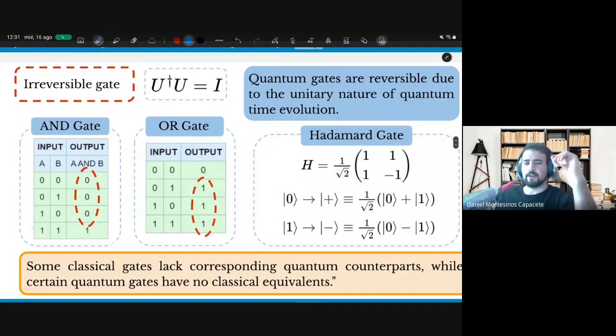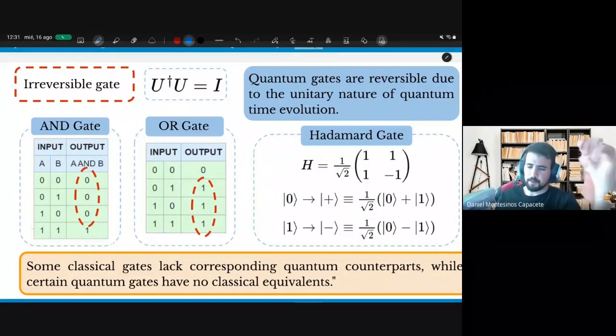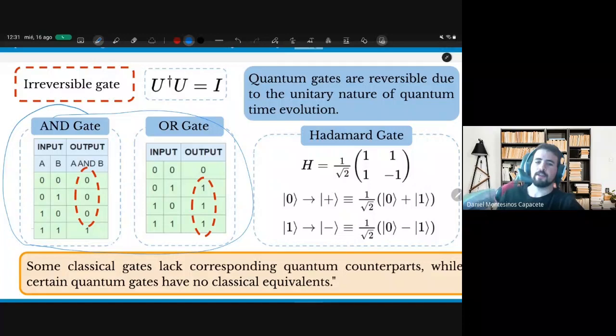So now there is a kind of problem, because if we see the AND gate and the OR gate, you will probably be thinking about how to convert that into a quantum gate, but that's not possible. It is possible to do this operation using more than one quantum gate, but you cannot do that using just one quantum gate.